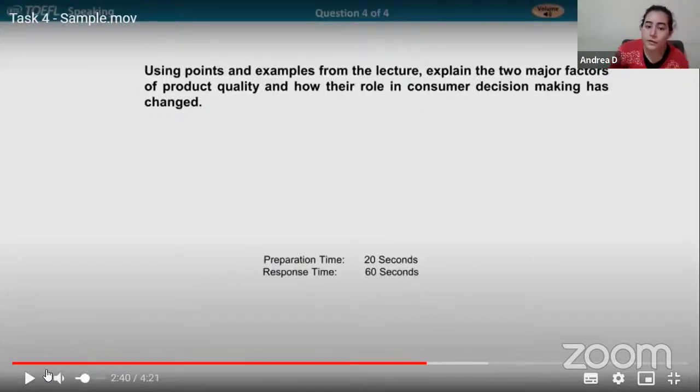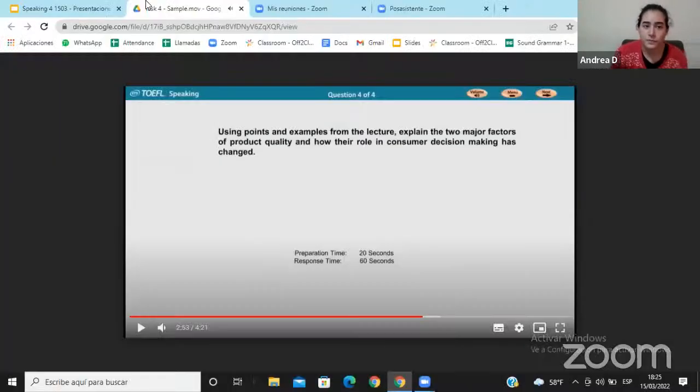Okay, and here's the question. It comes later after listening to the lecture, and it comes right away, so you gotta pay attention to the question. Using points and examples from the lecture, explain the two major factors of product quality and how their role in consumer decision-making has changed. Okay, so that was the question.